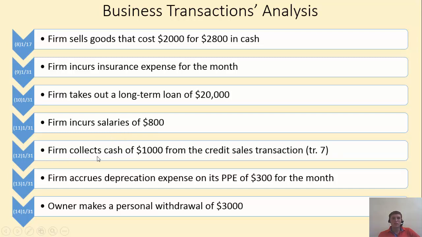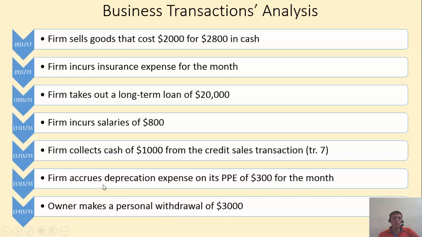Firm collects cash of $1,000 from the credit sale, the sales transaction 7. Okay, firm accrues depreciation expense on its property, plant, and equipment of $300 for the month. Sorry, here this is misspelled, CIA. Okay. Owner makes a personal withdrawal of $3,000.